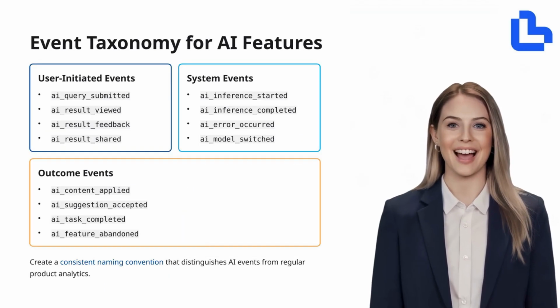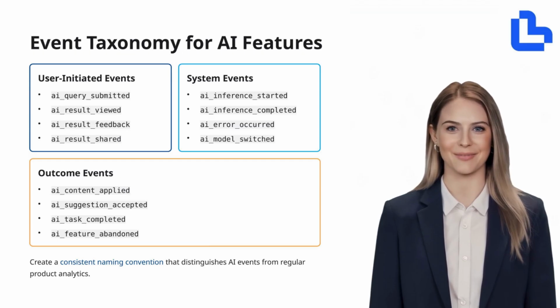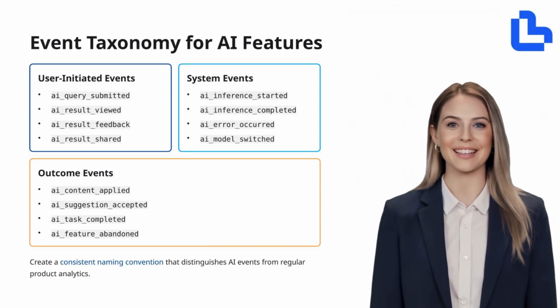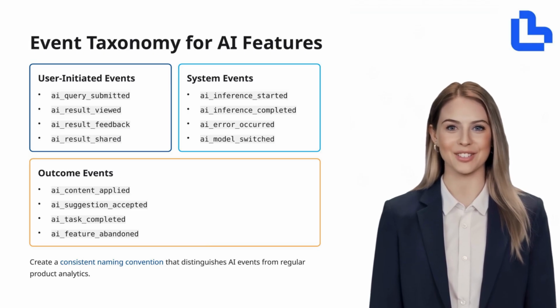To make sense of AI interactions at scale, you need a clear and consistent event taxonomy. This means defining and naming the key events that occur during AI usage so you can track, analyze, and optimize them effectively. Start with user-initiated events. These include actions like submitting an AI query, viewing the result, providing feedback, or sharing the output. These events reflect direct engagement and help you understand how users are interacting with your AI features.